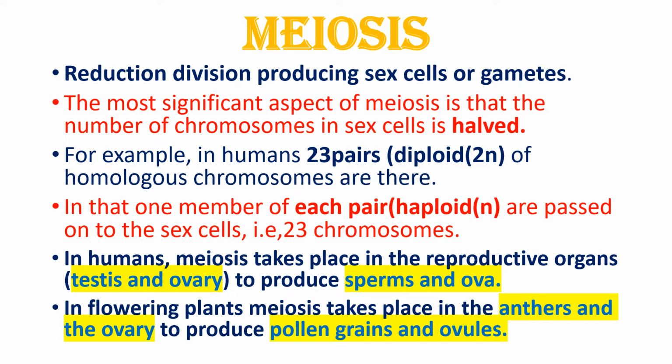In flowering plants, meiosis takes place in the anthers and the ovary to produce pollen grains and ovules. The same way, you know that anthers are the male reproductive organ of flowering plants that produces pollen grains, and ovary is the female reproductive organ of flowering plant that produces ovules.